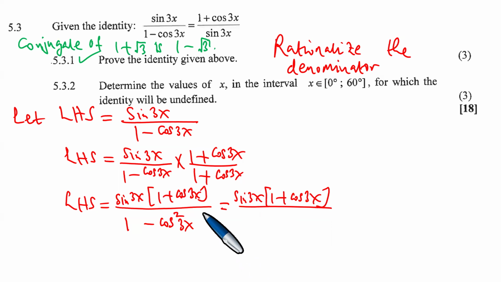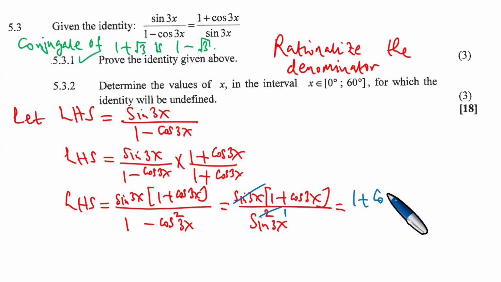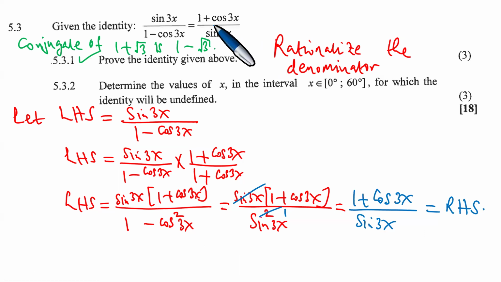Sine squared 3x. Well done. That's correct. So if it is sine squared 3x, this is going to cancel one factor, giving us one, because sine squared is like sine 3x times sine 3x. So it's going to cancel one of them, giving 1 plus cosine 3x, all divided by the sine of 3x. And this is equal to the right-hand side: 1 plus cosine 3x over sine 3x.